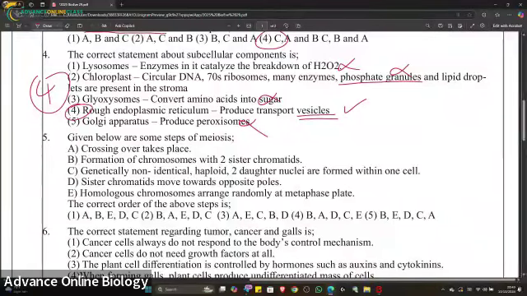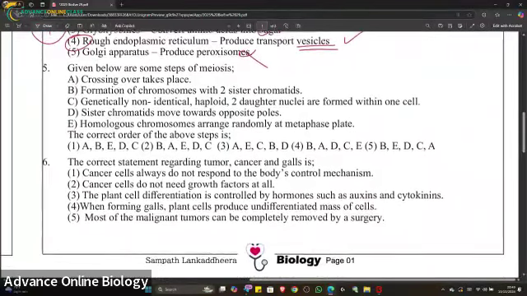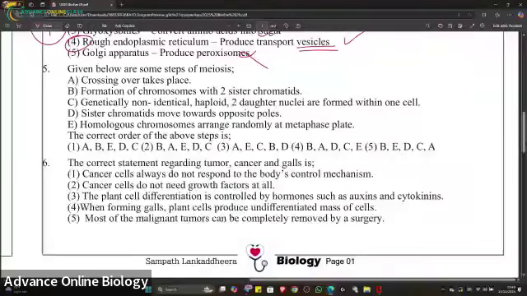Right. Question number 5. Given below are some steps of meiosis. The correct order of the above steps is? How to take the correct order? Crossing over takes place. Formation of chromosomes with two sister chromatids. Genetically non-identical two haploid daughter cells are formed. And then sister chromatids move towards opposite poles. Homologous chromosomes arranged randomly at the metaphase.